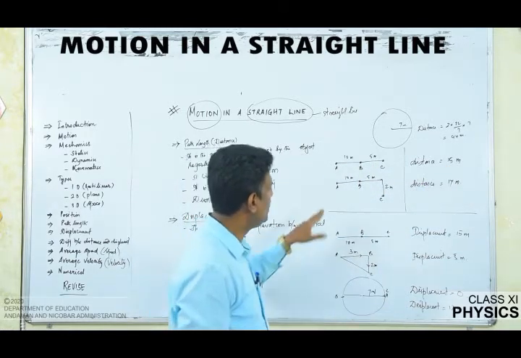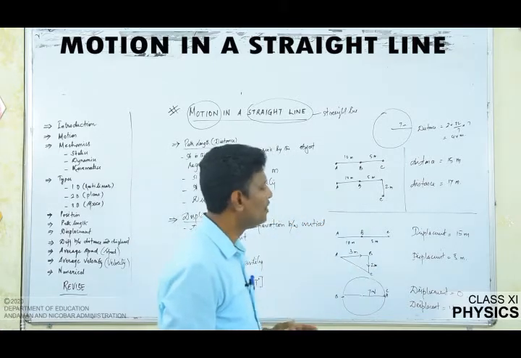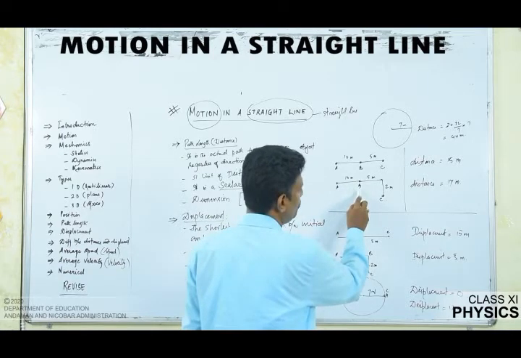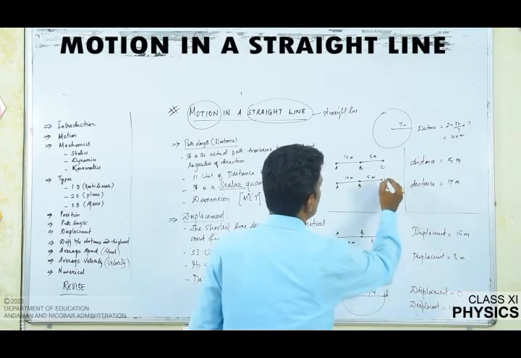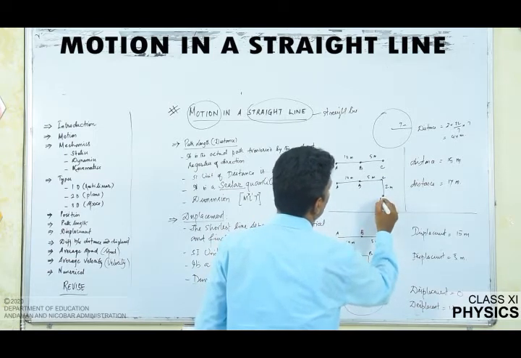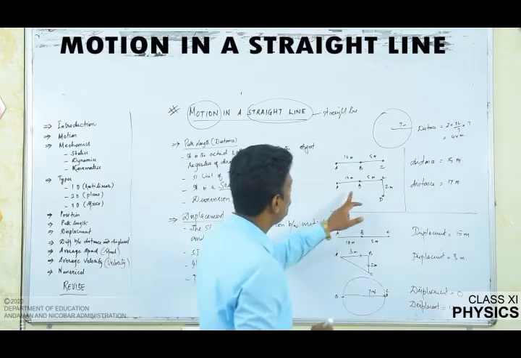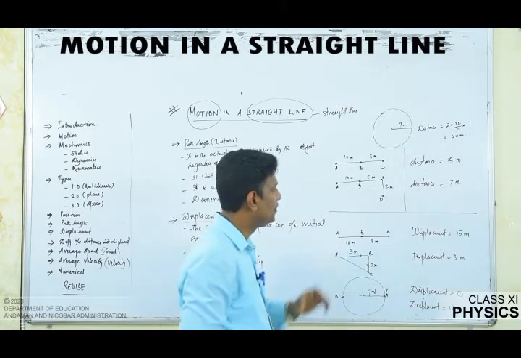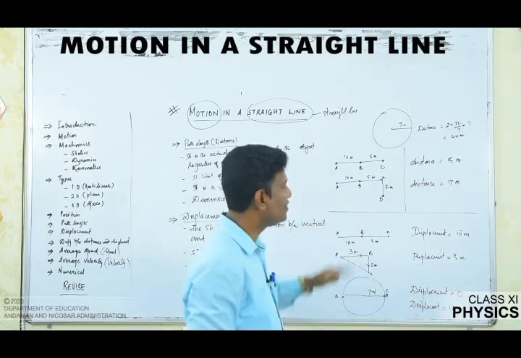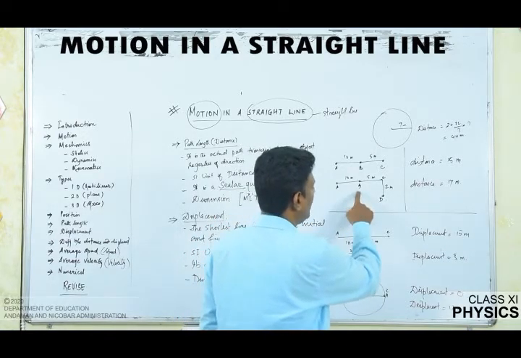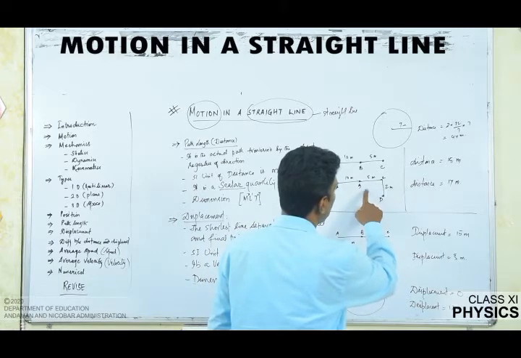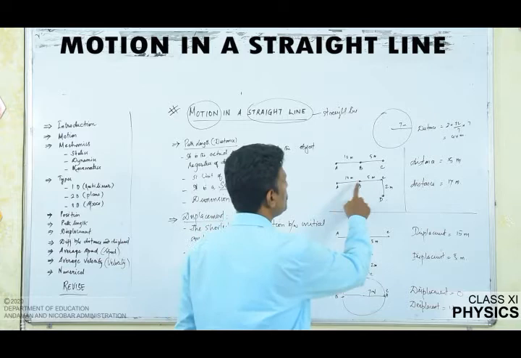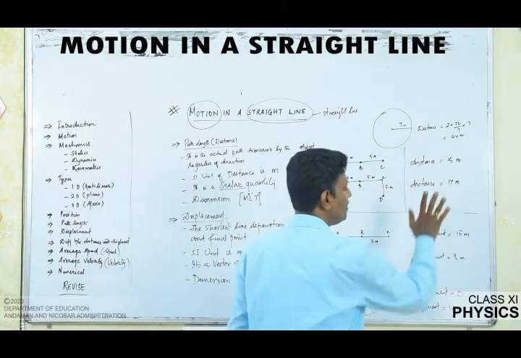Similarly, we can take another example which involves a change of direction. Say a body is moving from A to B, B to C, and again it changes direction towards D. What will be the distance in this case? A to B 10 meter, B to C 5 meter and C to D 2 meter. Collectively 10 plus 5 plus 2, that is equal to 17 meter.